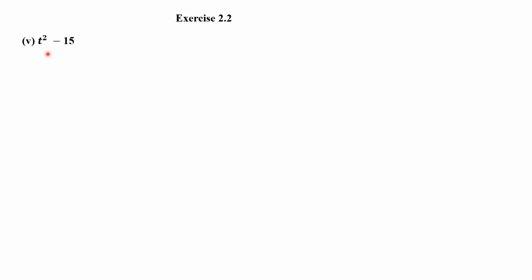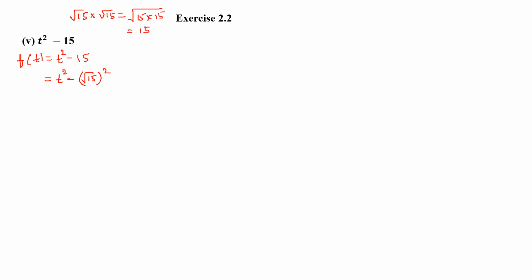Now the fifth question, t square minus 15. So I am going to assume it as f of t is equal to t square minus 15. Now I'm going to factorize it. So t square minus, now how to split it? So we can write it as root of 15 whole square, isn't it? We know that root of 15 into root of 15 is nothing but root of 15 into 15, which will give me the value as 15, right?